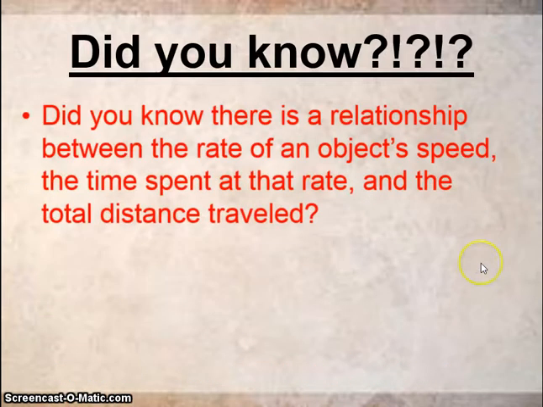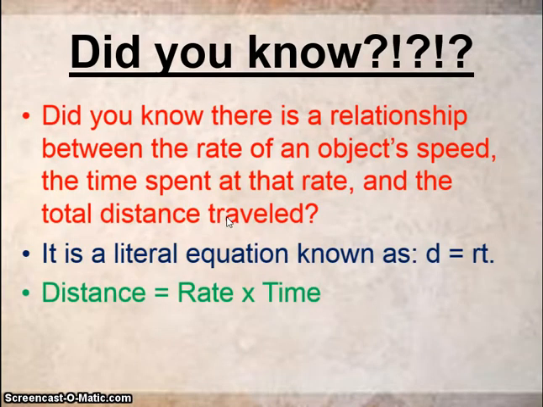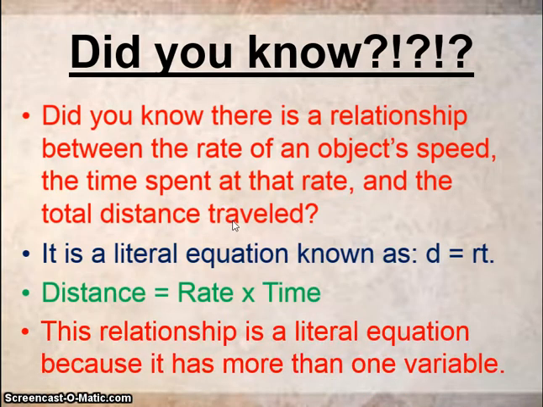Did you know that there is a relationship between the rate of an object's speed, the time spent at that rate, and the total distance traveled? It is a literal equation known as d equals rt, or distance equals rate times time. This relationship is a literal equation because it has more than one variable. In this case, it actually has 3. D stands for distance, R stands for rate, and T stands for time.